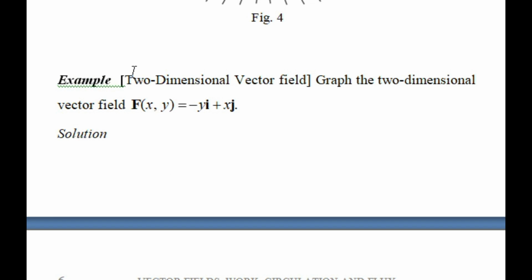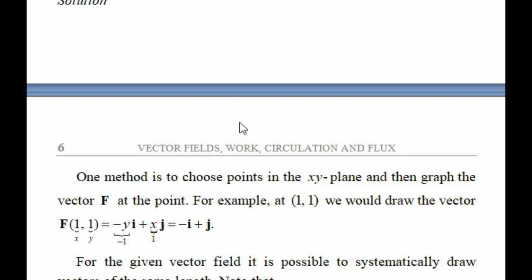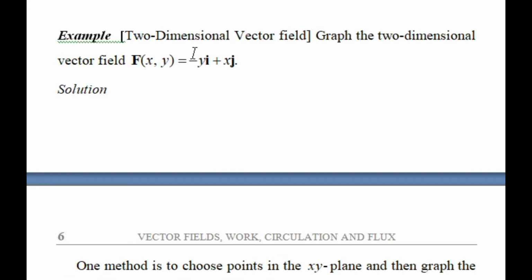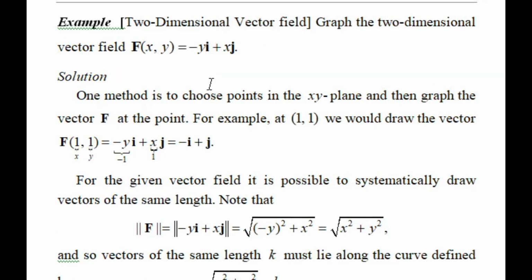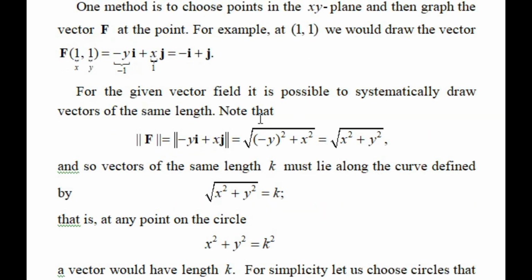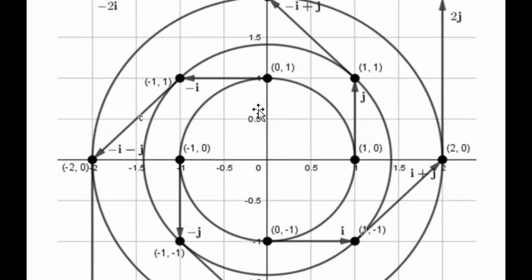Now we are going to draw the graph of a two-dimensional vector field, F of x y equals negative y i plus x j. How to draw the graph? Drawing the graph is not an easy job. What we do here is we choose some points in the xy plane and then graph the vector F at the point. Before giving the details, I will show you how it appears.